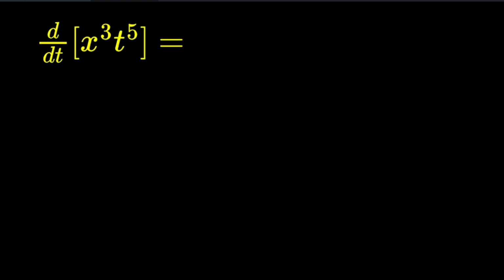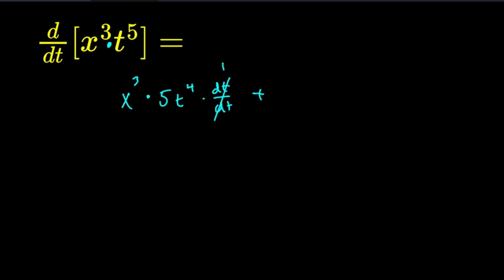Here we're finding the derivative of x cubed times t to the 5th, but it's with respect to t. The last operation that holds this expression together is multiplication, so we'll use the product rule to take the derivative. We'll leave x cubed just as it was and multiply by the derivative of t to the fifth. The derivative of t to the fifth with respect to t is 5t to the fourth times dt dt, which is 1. We don't have to write that, but it is there.